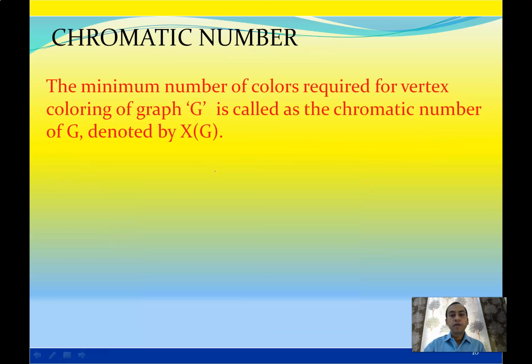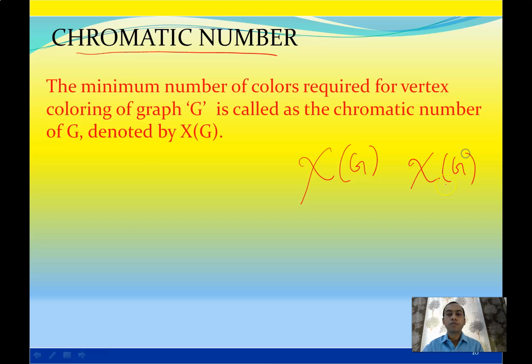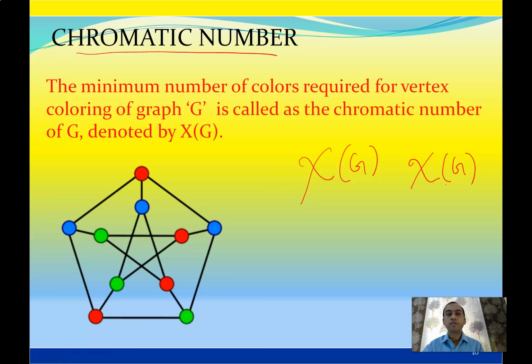Next is the chromatic number of a graph. So what is chromatic number? So you see, the minimum number of colors required for vertex coloring of a graph is called the chromatic number of the graph. It is denoted like that. Chromatic number of a graph. The minimum number of colors required to color the graph is called the chromatic number of a graph. So we will discuss the chromatic number in the next lecture.